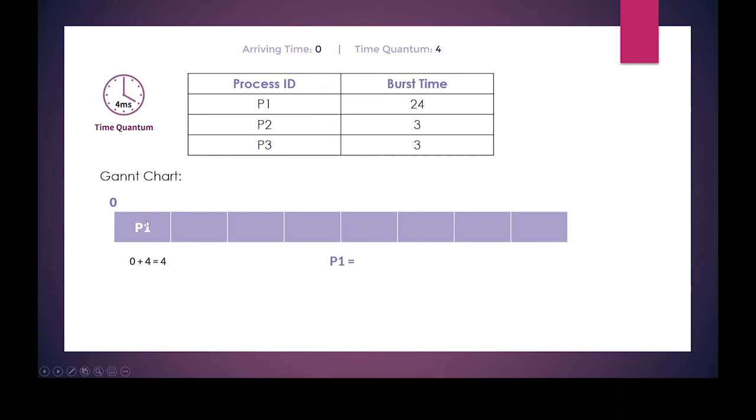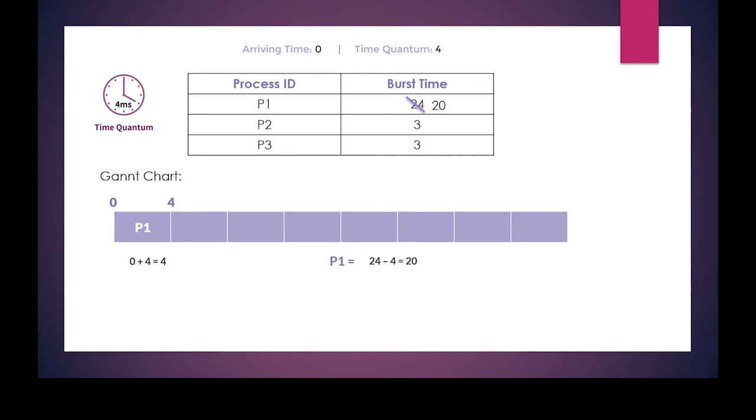So this is the formula: 0 plus 4 would be 4, right? And then what happened to P1 is that 24 minus 4 is equal to 20, and 20 will now be the new burst time of P1. After that, P1 will be preempted and the CPU will be given to the next process in the queue, which is P2.